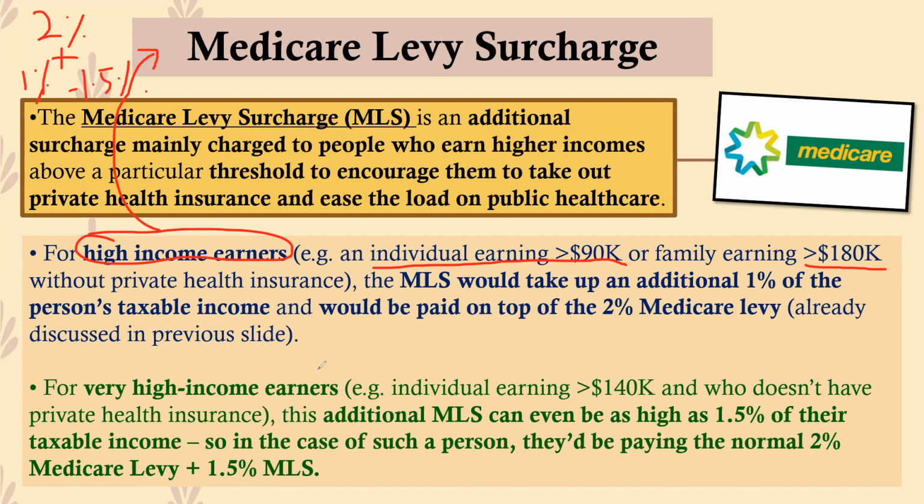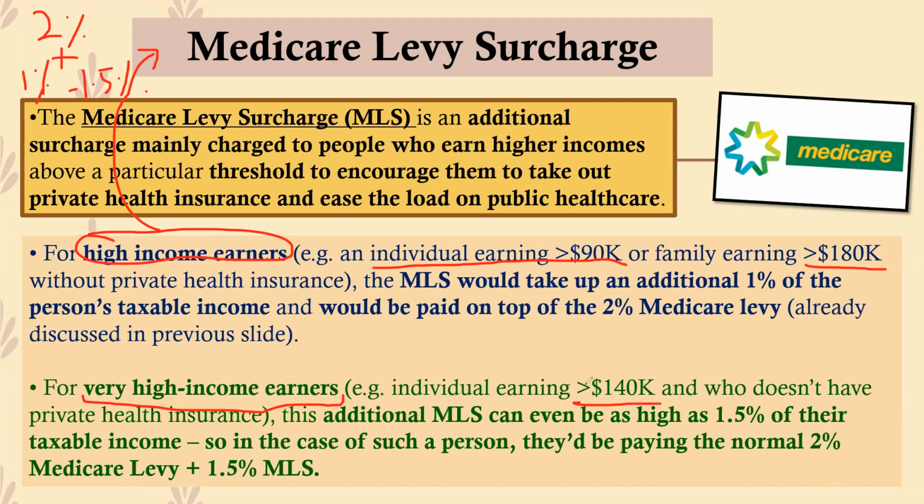Okay. For very high income earners, so these are the people that are literally probably rolling in cash, we're talking about individuals or single people who earn over $140,000. That's a lot. And who don't have private health insurance. Okay, so that's a pretty big amount for an individual person.